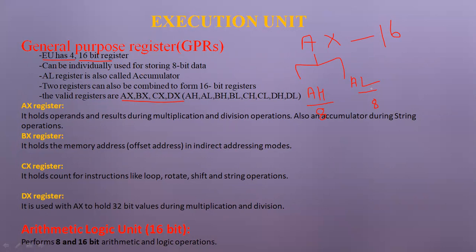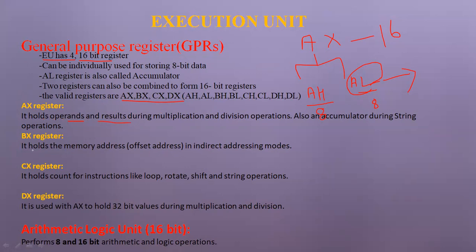Another name for the AL register is accumulator. Why is it called the accumulator? It can be used to hold the data and to store the data. Two registers can be combined to form a 16-bit register. The AX register holds the operand and the result, holding the data or storing the data, and at the same time holding the results also. That is the reason the AX register is called the accumulator.